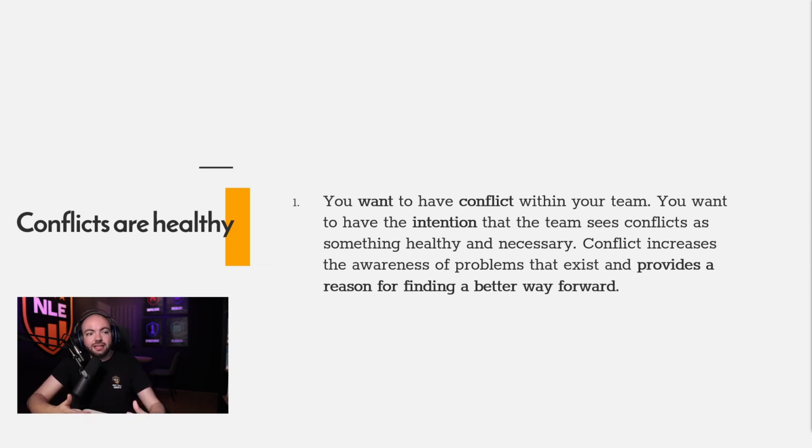So conflict increases the awareness of problems that exist and provides a reason, and that is important, a reason for finding better ways forward. Because if you don't have this conflict about this aggressive player and more defensive player, then you are just distant towards one another. You're not complementary, you're distant towards one another. So it provides a reason for finding a better way forward. So build that bridge, they are complementary to each other. And what can we use of the aggressive play style? And what can we use of the more defensive and slower paced play style? What can we learn from one another and how can we make it complementary?